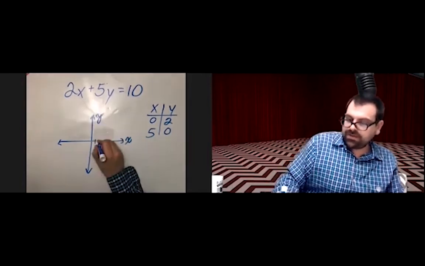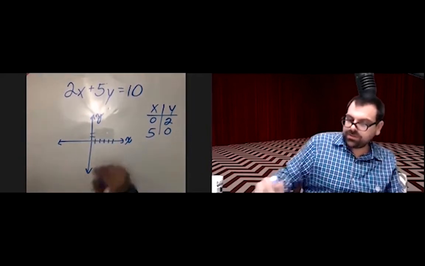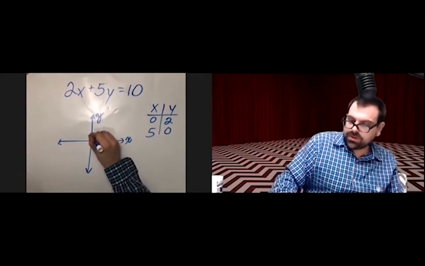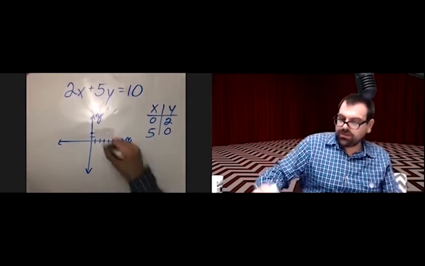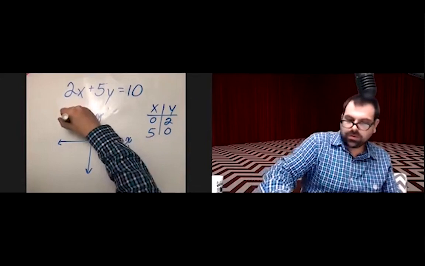X-intercepts at 5, 5, 0. Y-intercepts at 2, 0, 2. Those are our 2 points that we can then use to draw the line.